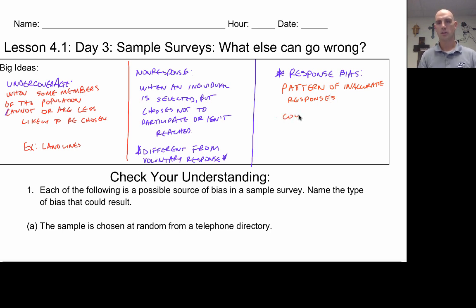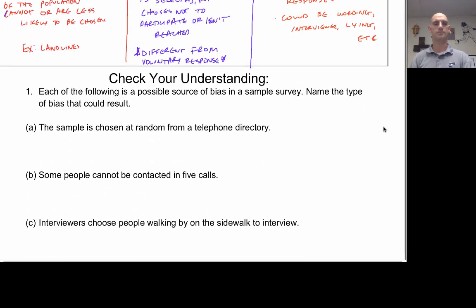Factors could be the wording. It could be the interviewer. It could be lying, right? So people setting them up to feel like they have to lie, or anything like that that's going to influence your responses. Okay, so response bias is when there's a bias introduced into the question or the situation that causes inaccurate responses.